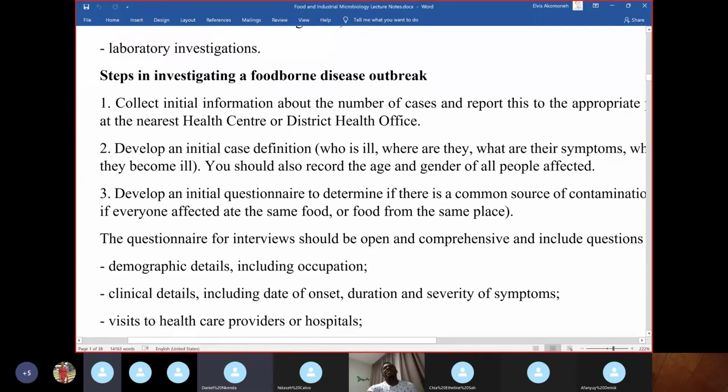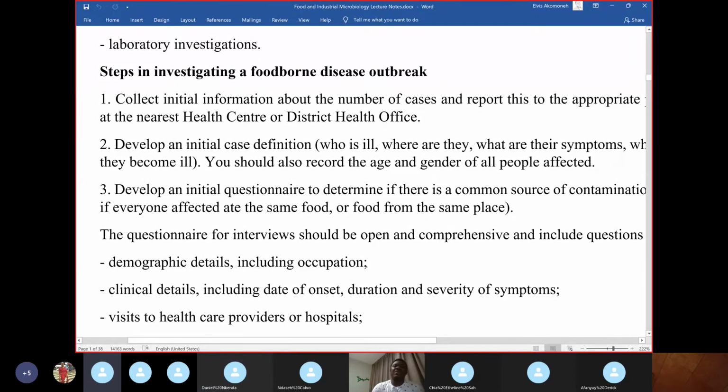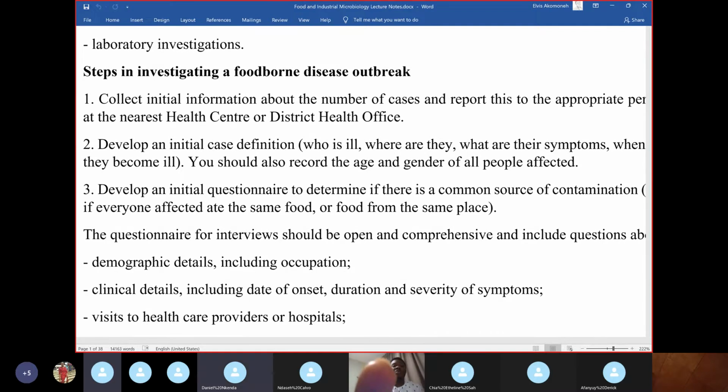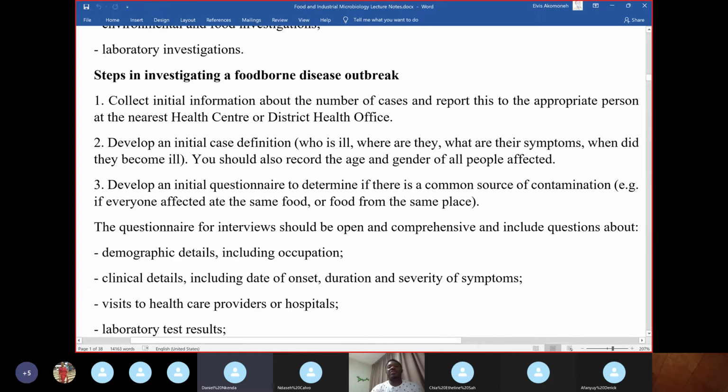So there are 8 steps that are involved in this investigation process. 8 principal steps that I think you should know and have an idea of, so that you have a comprehensive knowledge of the process. The first, I'll go through one by one and explain this.